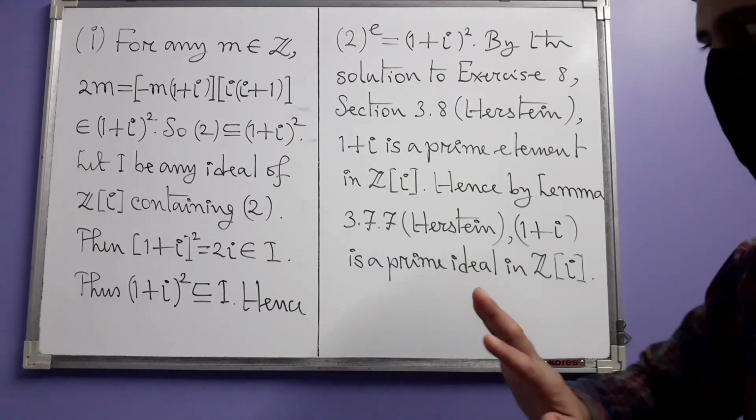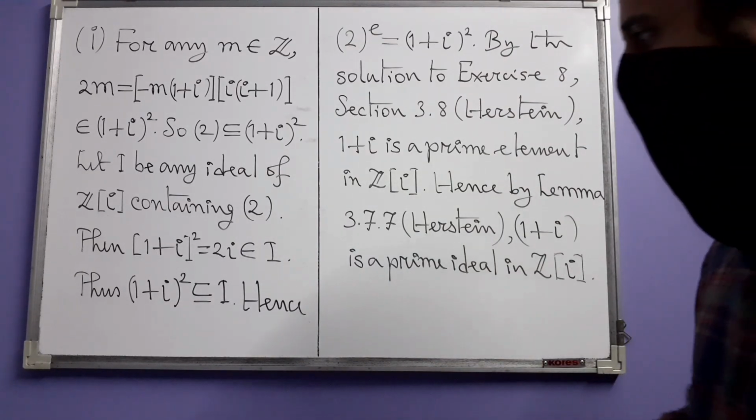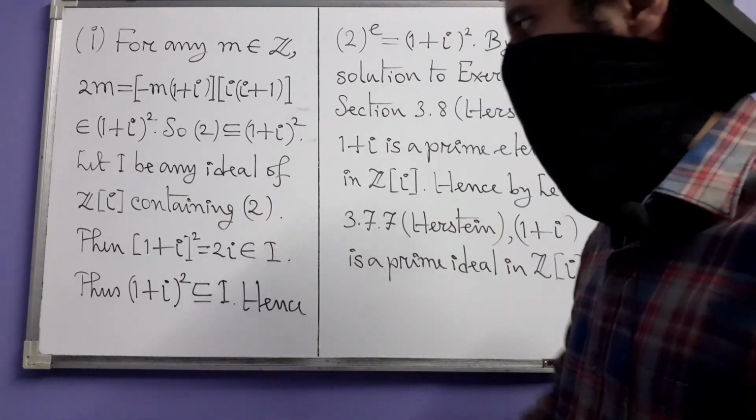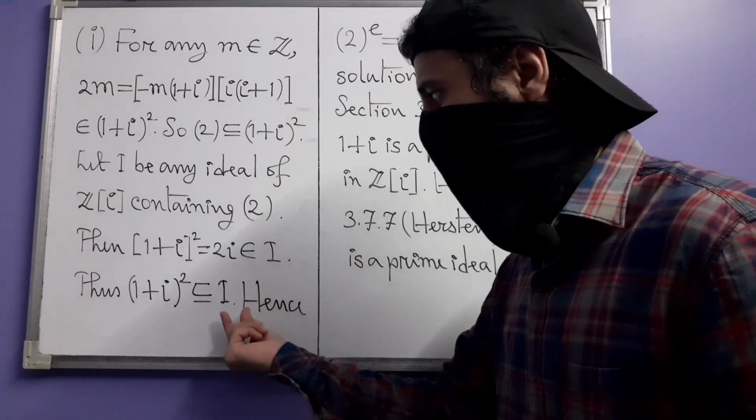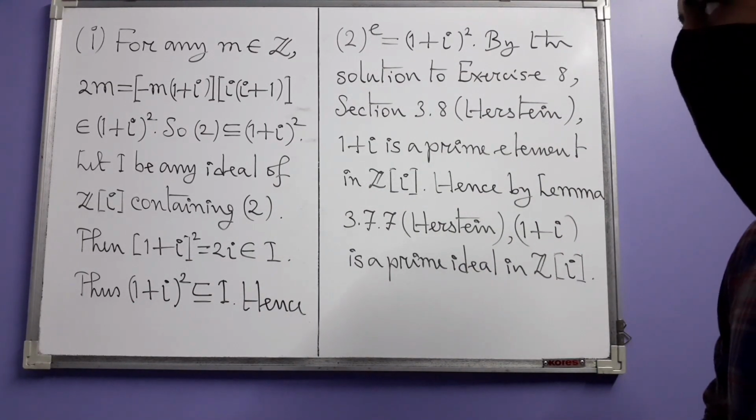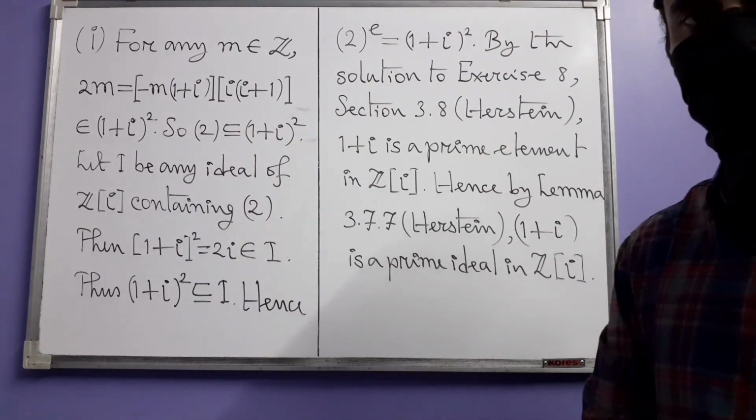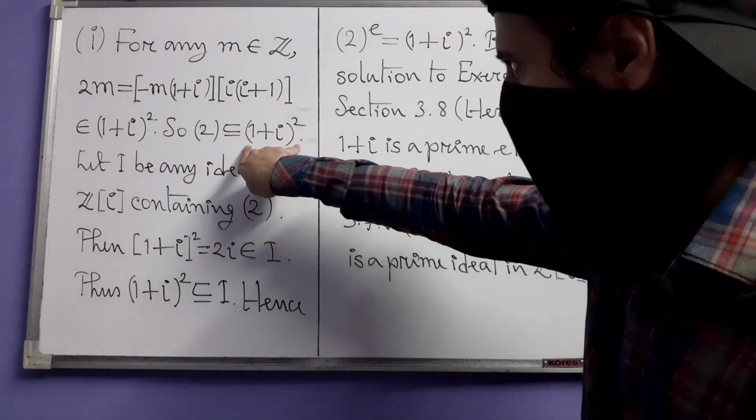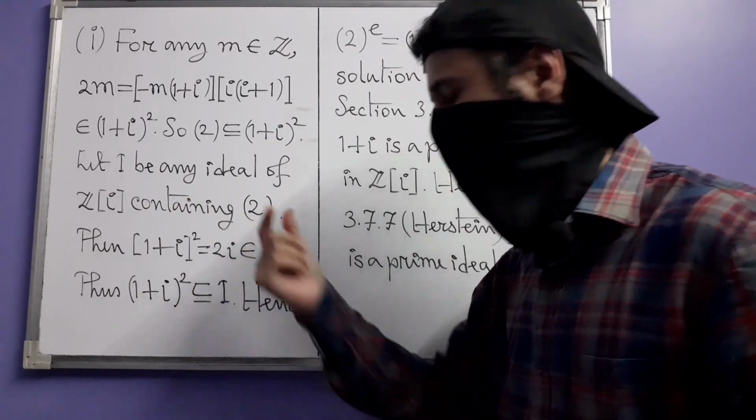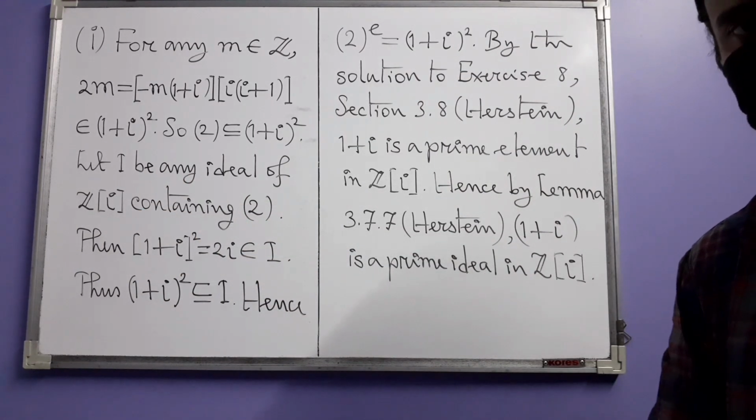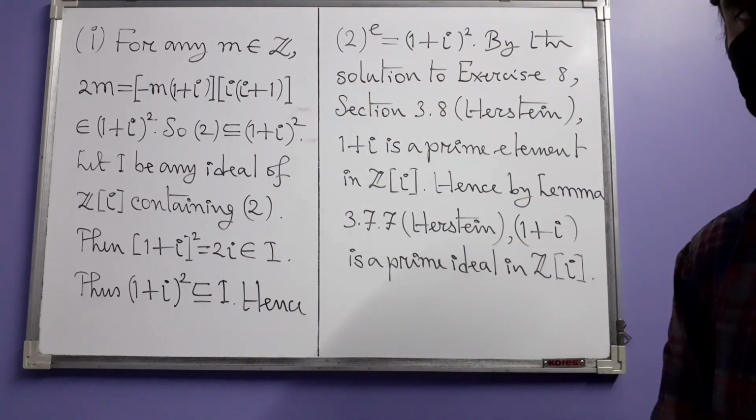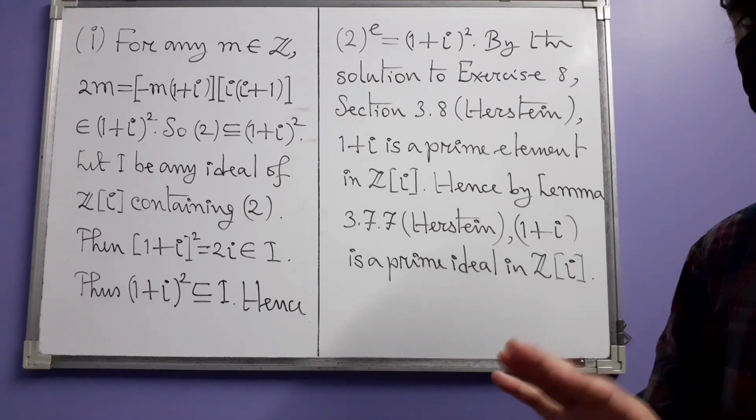But then what does it actually mean? It means that if I is any ideal of Z[i] containing this, then I also contains this square, which is itself an ideal which contains this. So obviously this will be the smallest ideal of Z[i] containing this, and that is why, by the definition of extension, this is equal to this. But you have to be careful with the details.